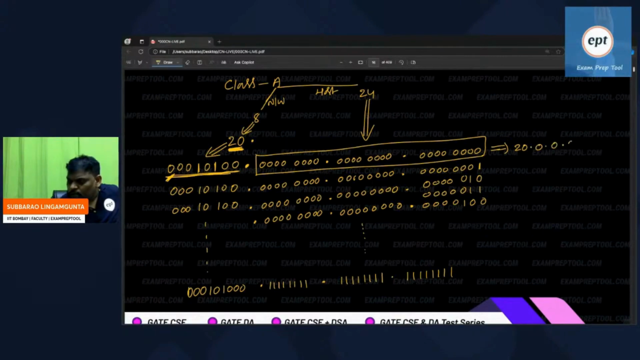20.0.0.0. Next one, if you observe, 20.0.0.1. Slowly it is increasing. Next one, 20.0.0.2. It keeps on going like this. 20.0.0.255.